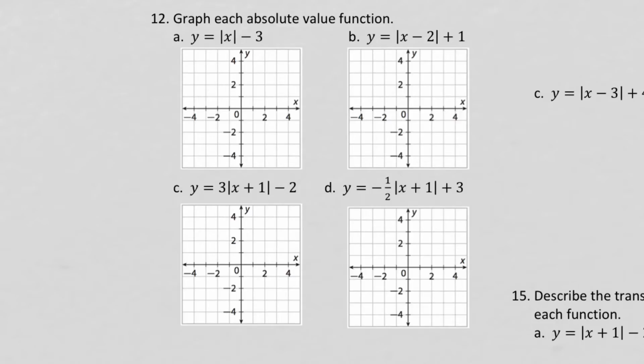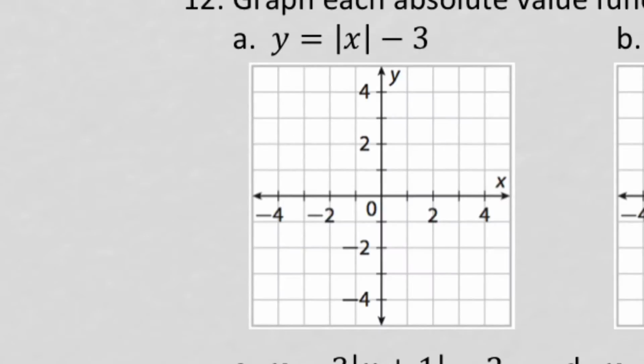Okay, let's continue with number 12. Number 12 is about graphing some absolute value functions, and this was also part of this chapter. So let's begin with number 1. Here we go. Number 1, part A, says y equals the absolute value of x minus 3.